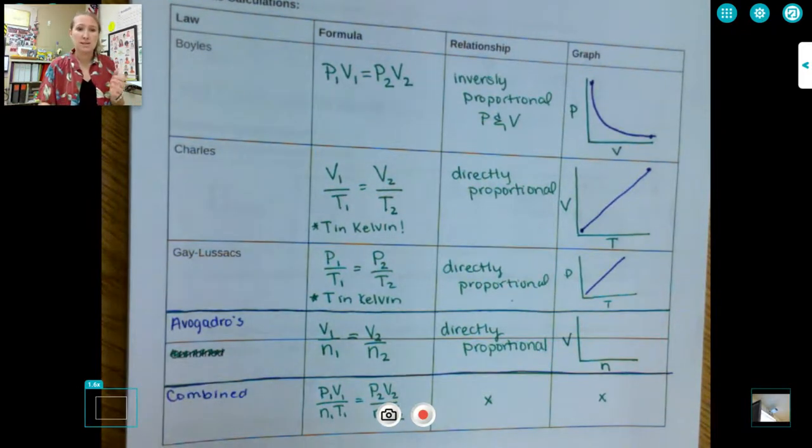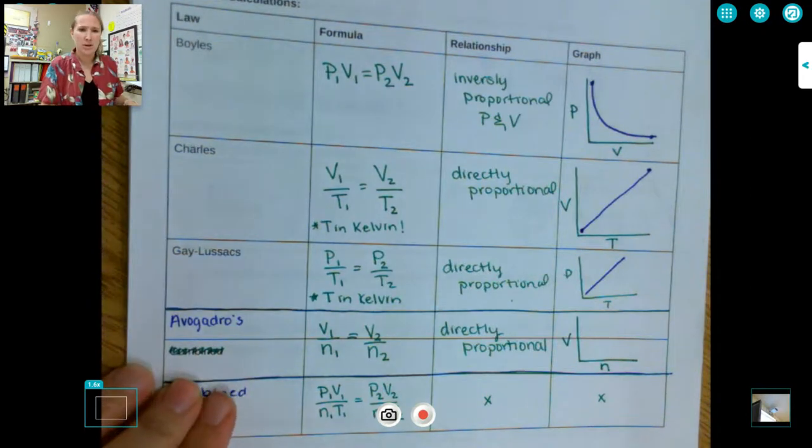If volume has to stay constant, so my container here, and I'm increasing the temperature, that means I'm increasing the kinetic energy of my molecules. They're moving faster. If my volume cannot expand, it's going to stay here. As they move faster, they're going to collide with the sides of the container more. As they collide with the sides of the container more, we have more pressure, more collisions.